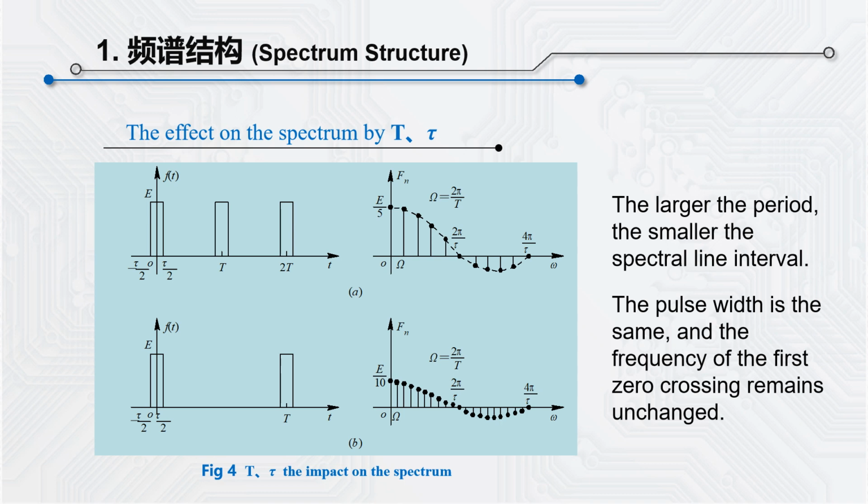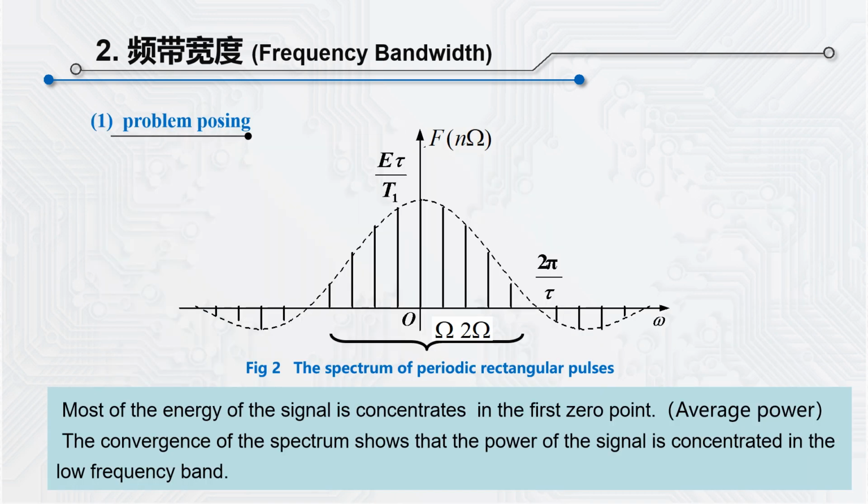Obviously, the spectral components included in Figure A are not the same as those included in Figure B, and through the analysis of its spectrum, obviously most of the energy of the signal, or most of its average power, is concentrated in the first zero crossing point. From the convergence of spectrum, we can know that the power of signal is concentrated in the low frequency range.